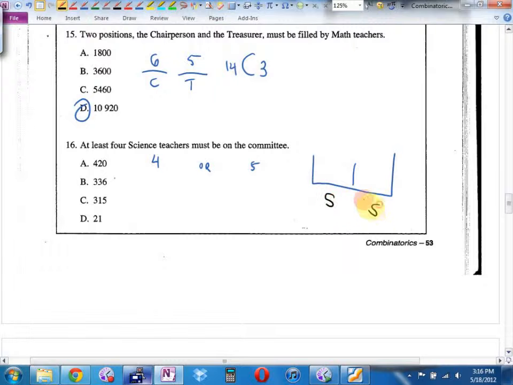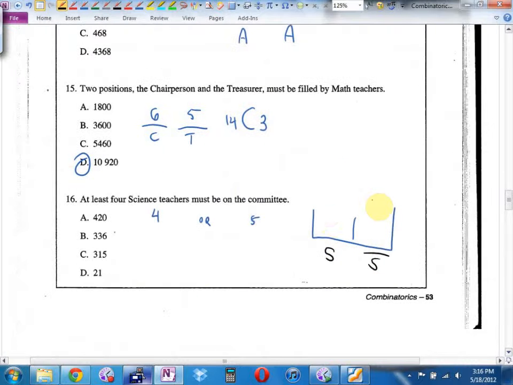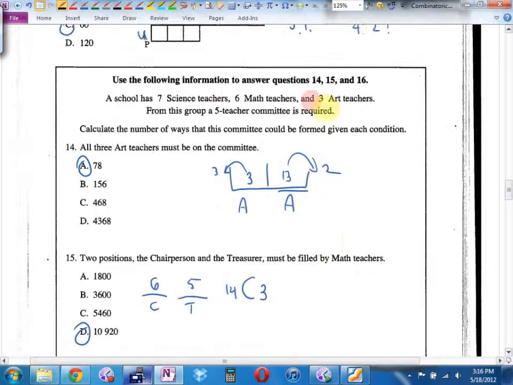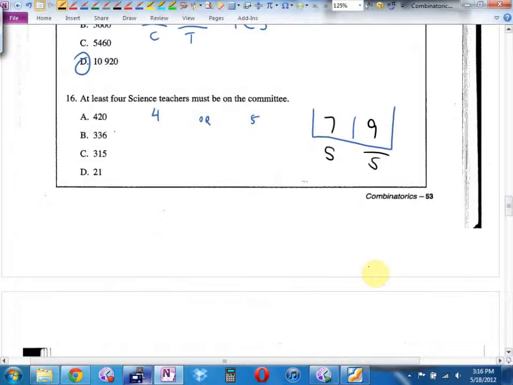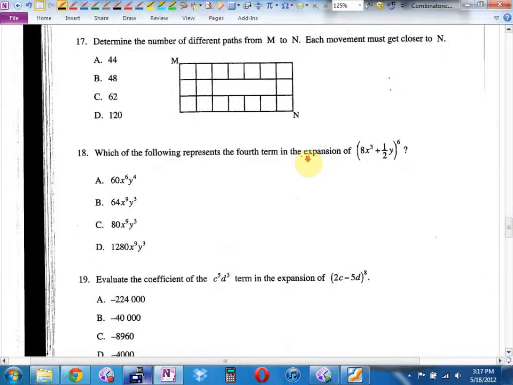Science teachers and not science teachers. 7 science teachers, 9 non-science teachers, although some like me would be both, math and science. 7 choose 4, that means from the 9 choose only 1, or 7 choose 5, from the 9 choose 2. I have no idea what the answer is, but we're okay on that. Yeah? Let's keep going.